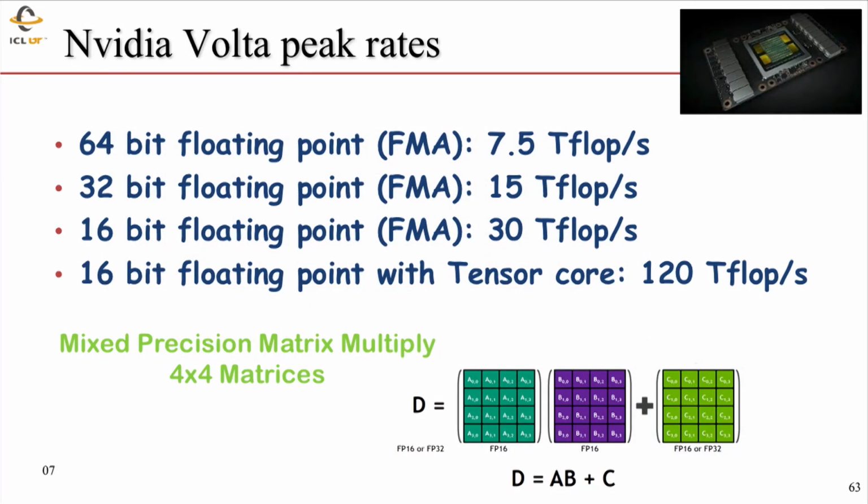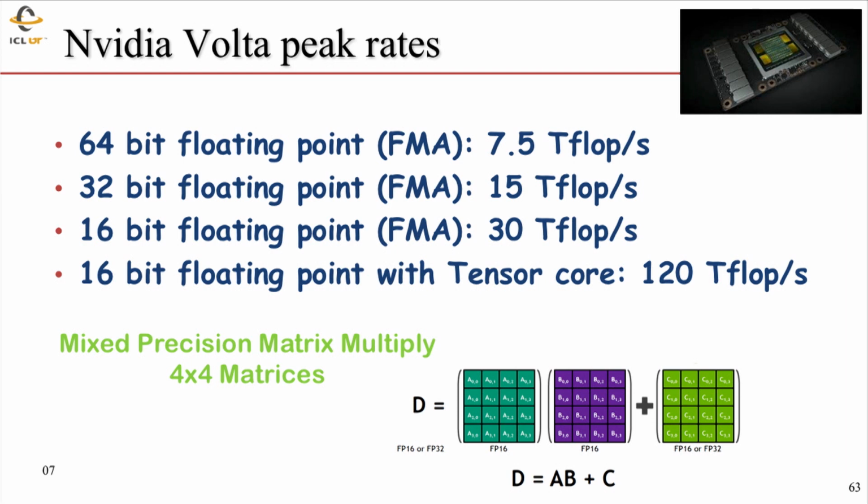The Volta, which is on Summit, has 4 performance ranges. This is the way I think of it. 64-bit performance. This is out of one board, one Volta. 64-bit, the peak performance is 7.5 teraflops. Think of matrix multiply, we get pretty close to that, 7.5 teraflops. 32-bit arithmetic doubles it, 15 teraflops. If you do half precision using the FMA instruction, you double it again, 30 teraflops of performance.